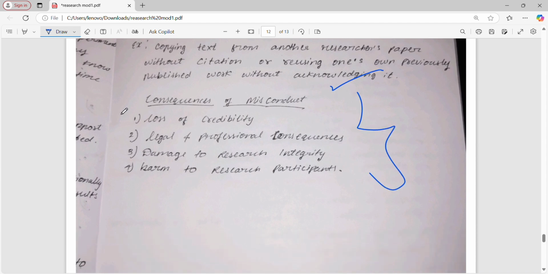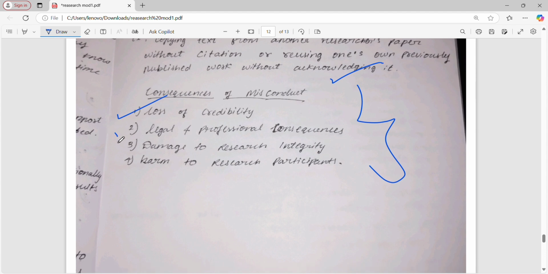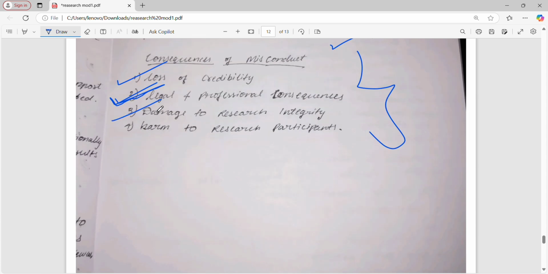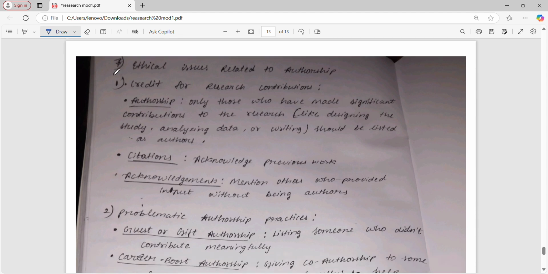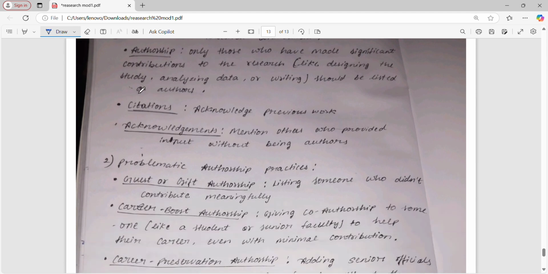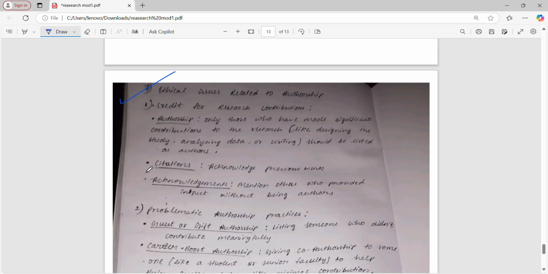Consequences of misconduct: loss of credibility. They may lose their credit, and then there are legal and professional consequences; they may lose their jobs. Then damage to research integrity and harm to research participants. These are the consequences. The next is ethical issues related to authorship, that is, who gets credit and how.